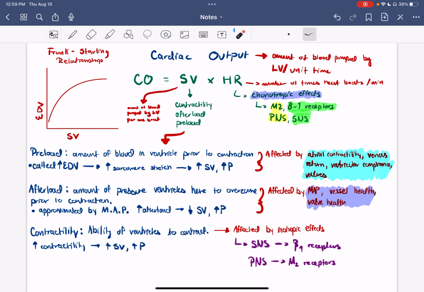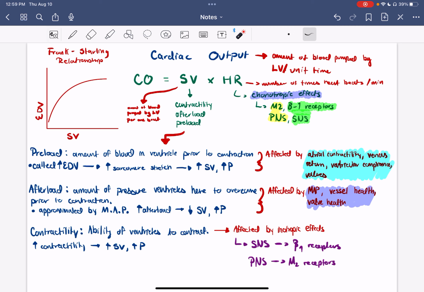Moving on, we'll talk about afterload. Afterload is the amount of pressure the ventricles have to overcome prior to contraction. We know in order to open that aortic valve during the cardiac cycle, the left ventricular pressure has to increase beyond the aortic pressure. That pressure that the ventricles have to overcome, that's afterload. And it's approximated by mean arterial pressure, and that makes sense, as the mean arterial pressure would be equal to the pressure that's in the aorta. And if you increase that pressure needed to open that aortic valve, then you'd have a decrease in your stroke volume and an increase in pressure.